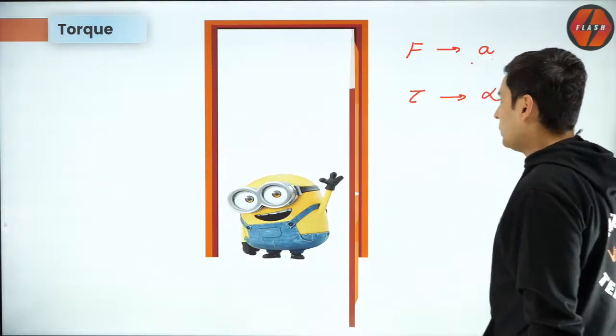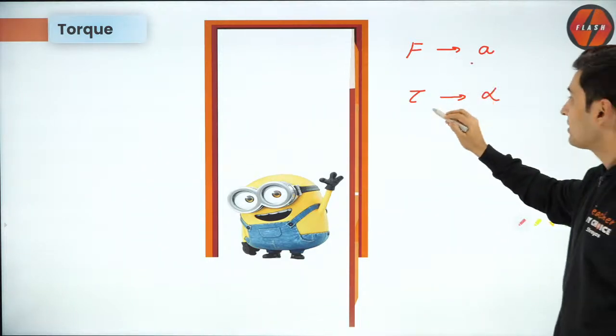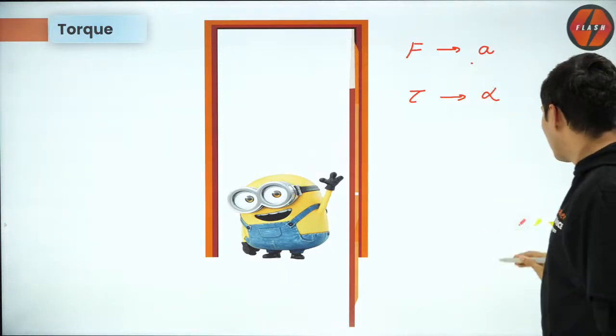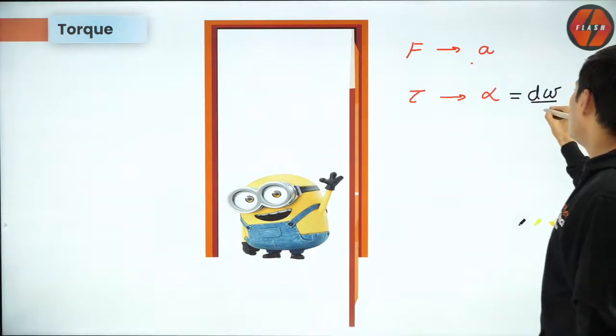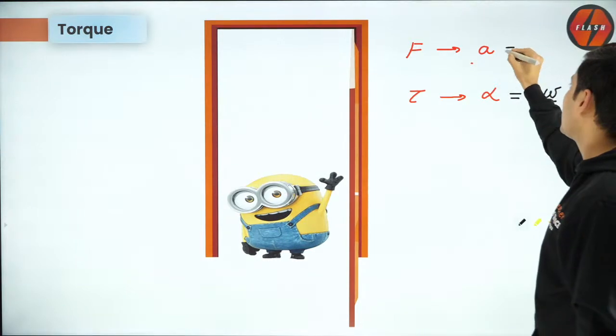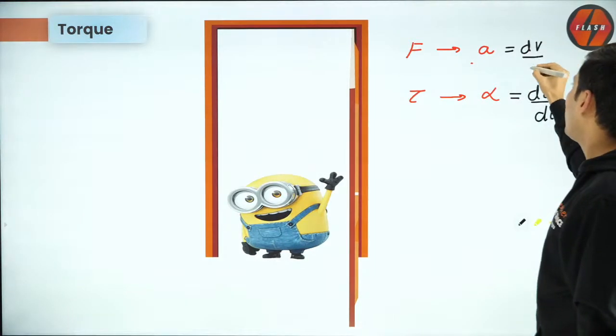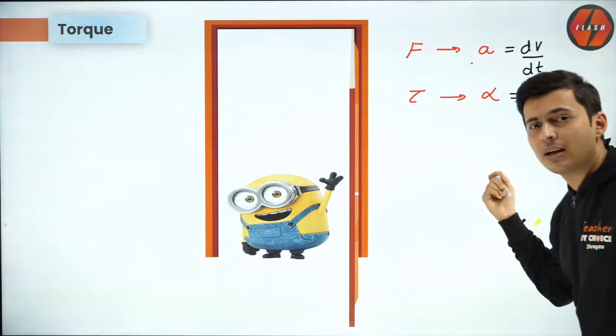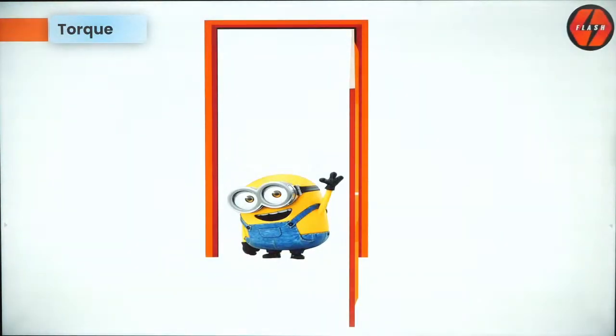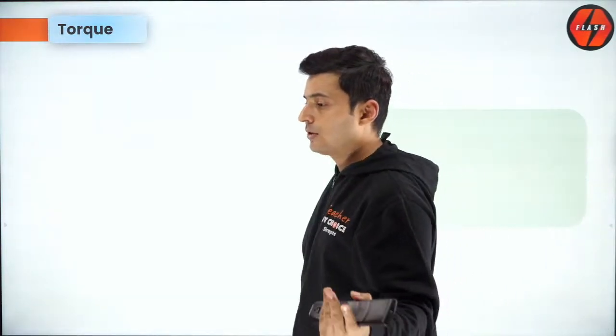Very good. So torque is the equivalent of force in rotation, which causes alpha, and I hope you remember what alpha is. Alpha is nothing but d omega by dt, just like a was dv by dt. So alpha is the rate of change of angular velocity. That's what it is. Now let's see what the value of torque is.